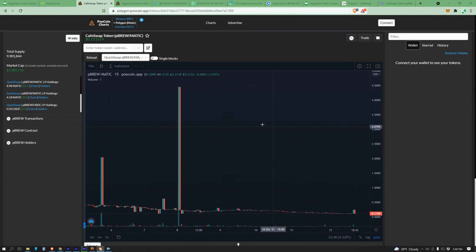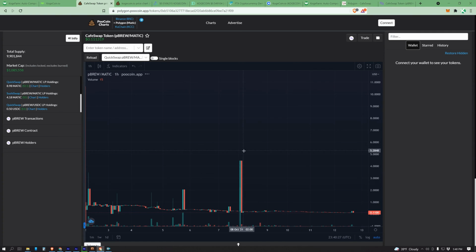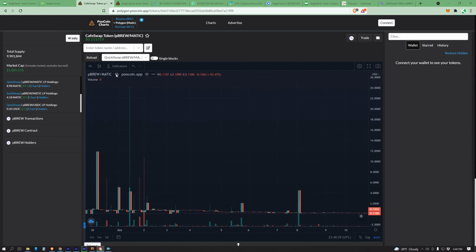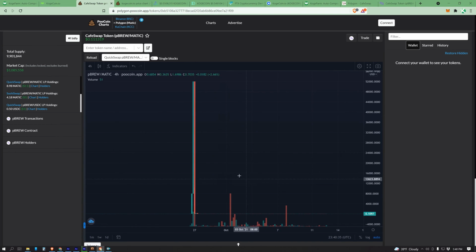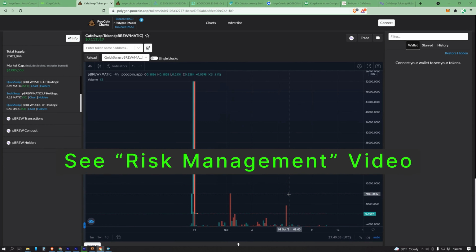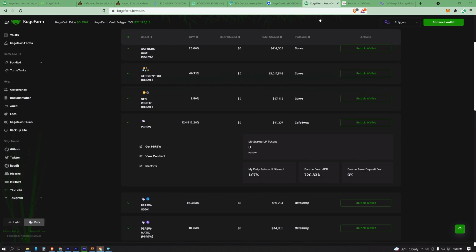Oof, what a chart. This is definitely what I would call a reward token. They spike heavily at the beginning and then drop really hard. Normally that means the emissions are too high. Don't worry, we'll talk about that principle in our risk management video. Any of the P-Brew LP pairs, you would definitely want to be watching the price really closely to make sure the market wasn't moving against you.